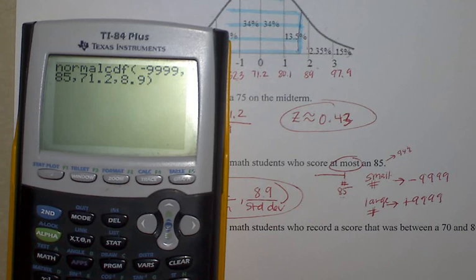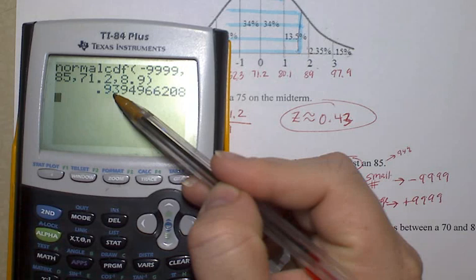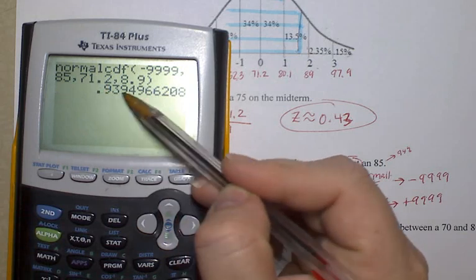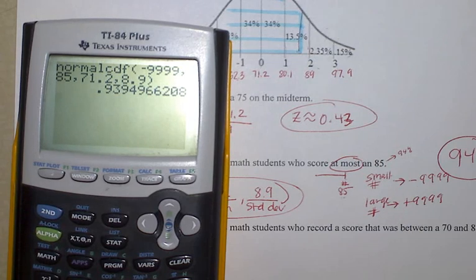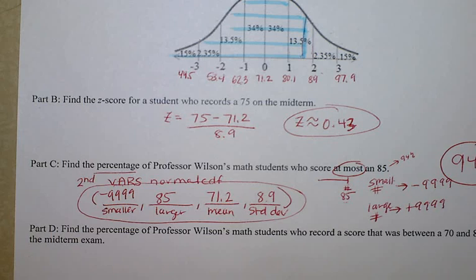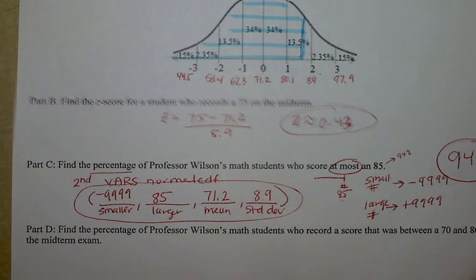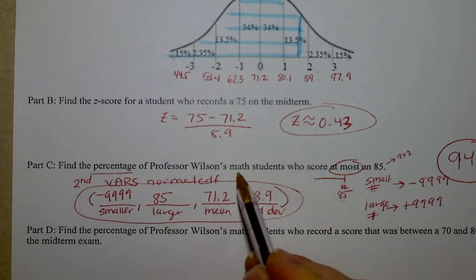Press enter, and actually, I was spot on. Just a guess. We're going to round to the nearest whole number for a percentage, so this would round up to what percentage? 94. So I just happened to get really lucky, but 94 is the correct answer. What does that mean? In this particular problem, it says 94% of the students on this midterm for Mr. Wilson scored at most 85%.